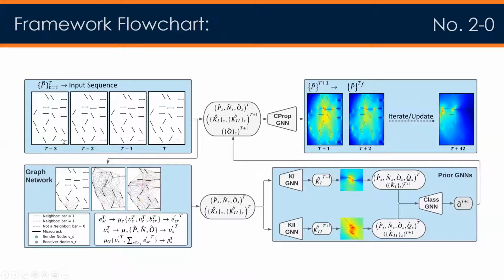Basically, a main takeaway is that our input involves the 4 previous time steps. So we have t-3, t-2, t-1, and t. We generate the graph, we apply the message passing approach, and we concatenate this. Then our framework involves 2 initial graph neural networks called K1 GNN and K2 GNN. What these do is they predict the mode 1 and mode 2 stress intensity factors at the next time step, at t+1. Given t-3 to t, we predict t+1 for the mode 1 and mode 2 stress intensity factors. The predicted output from these 2, we pass to the class GNN, which predicts the quasi-static nature of the problem as q at t+1. Then we concatenate all of these predictions, and we pass them to our last graph neural network called cprop-GNN, which actually propagates the crack to the next time step.